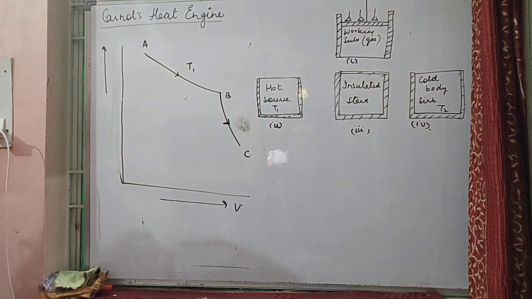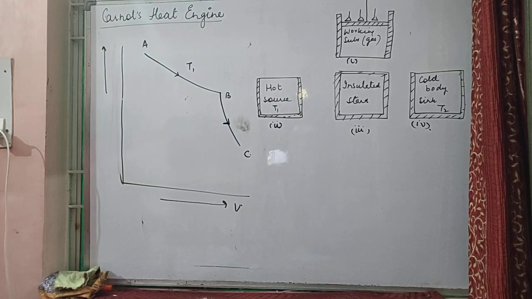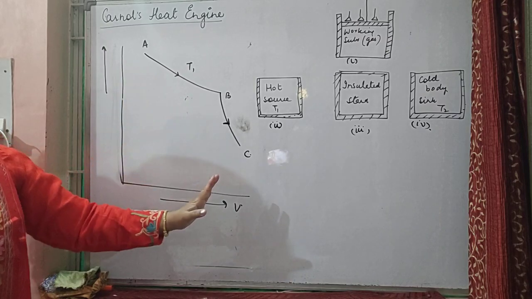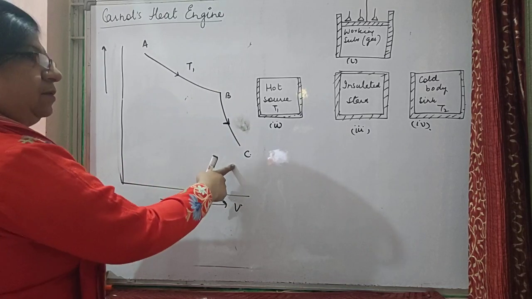So here what is happening, that the gas is expanding adiabatically. Okay, so when we were looking at the curves previously, we have seen the curves between P and V in isothermal and adiabatic process. Okay, now the temperature drops from T1 to T2 and this is shown by curve BC. Okay.